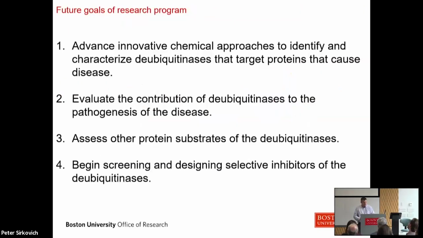So where are we going with this now? We're advancing innovative methods, chemical approaches to identify and characterize deubiquitinases that target proteins that cause disease. We plan to evaluate their contribution to the pathogenesis of disease. We're going to evaluate other substrates those deubiquitinases target, and then we're going to start to design and screen for inhibitors to be able to target these deubiquitinases in disease.